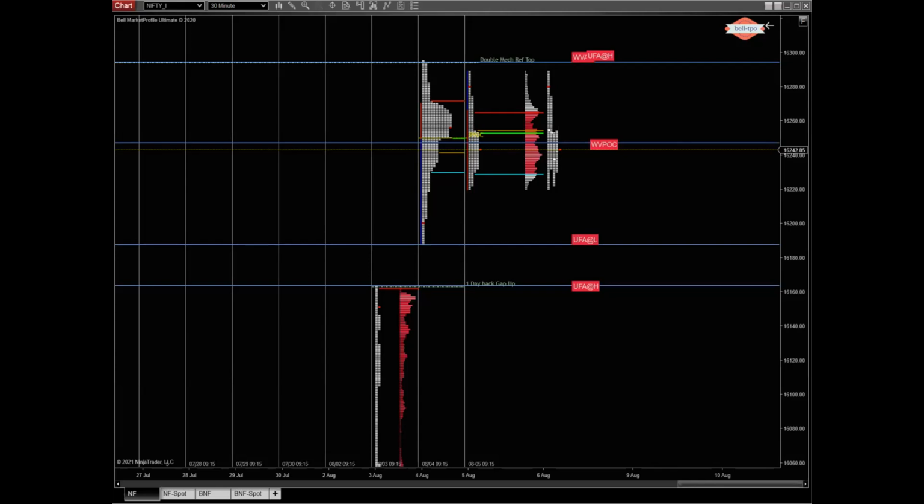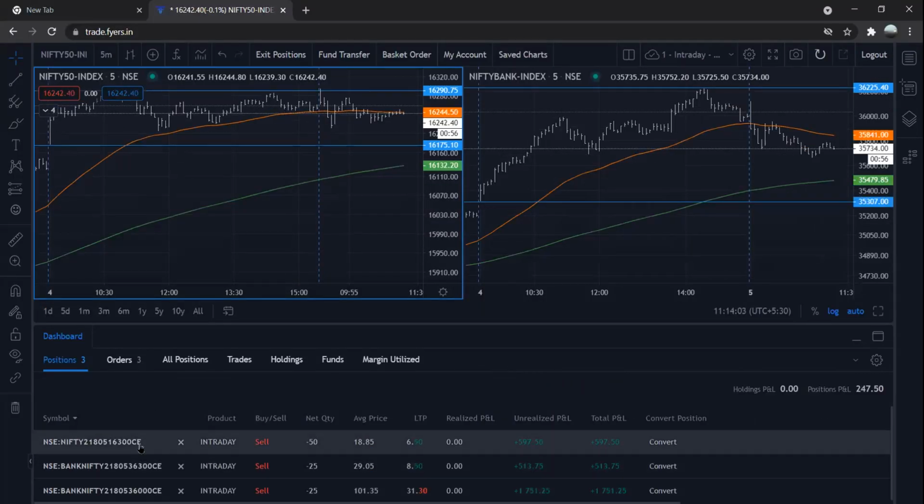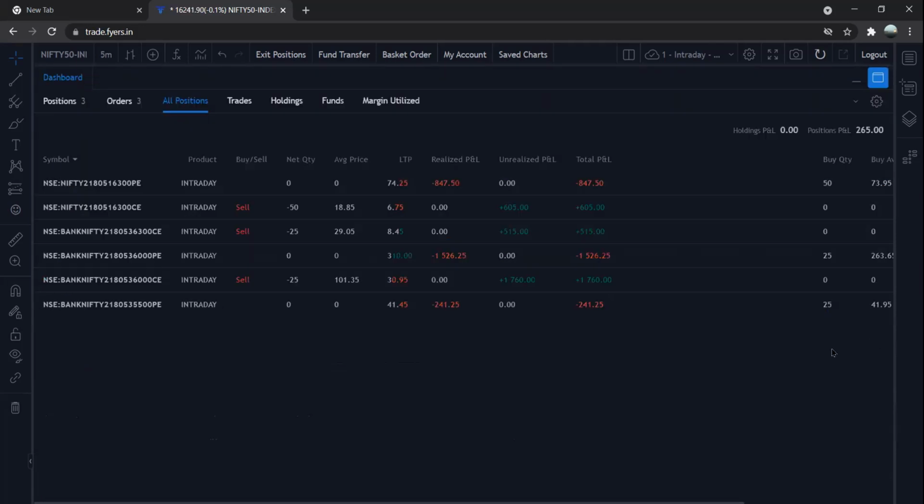Now, I'll quickly share my trading terminal. I have taken a couple of trades, I'll show you. Currently I'm in a bear spread. This is the current MTM. And I made some loss. In total I took 6 positions, out of which the stop loss got hit in 3 positions. The overall loss was about 2,600 or 2,500, and right now I'm in a very minuscule profit.